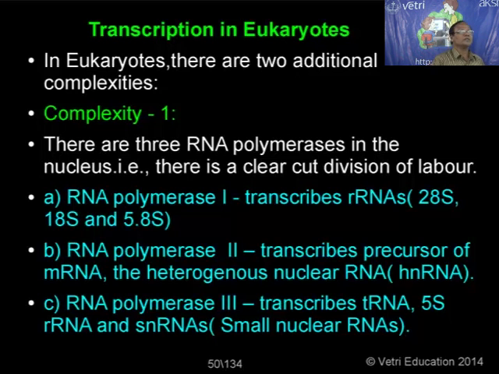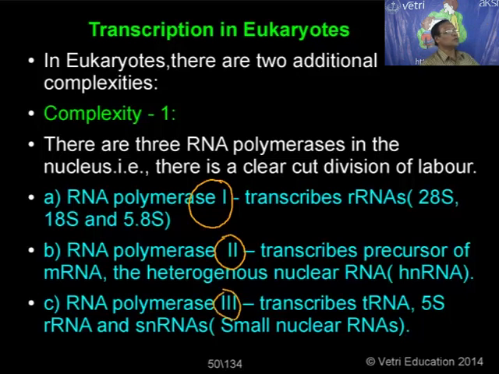So we can say there is a clear-cut division of labor. A particular RNA polymerase enzyme is responsible for the synthesis of a particular specific RNA, either mRNA, ribosomal RNA, or tRNA. So altogether we have three different RNA polymerases: number one, RNA polymerase 1; number two, RNA polymerase 2; and number three, RNA polymerase 3.